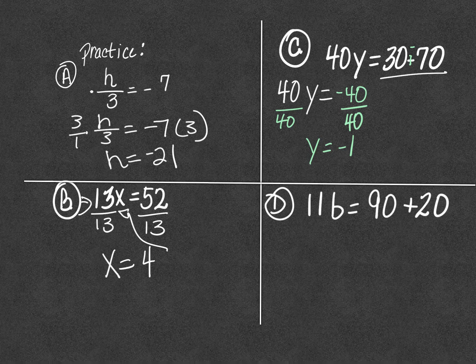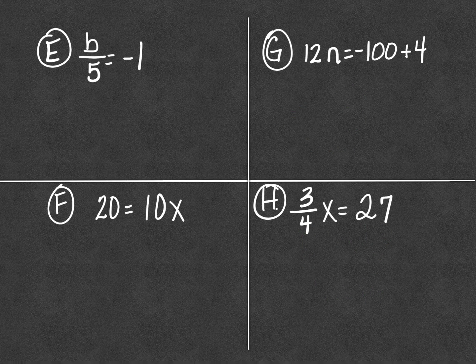Okay, let's go down here to D. We're also going to simplify here. 90 plus 20 is 110. So then I'm going to divide both sides by 11. And when I do so, I'm going to get b, and that is going to equal 10. I think we've got a few more I'm going to practice with you. And then again, feel free to let me know if you have any questions, okay?